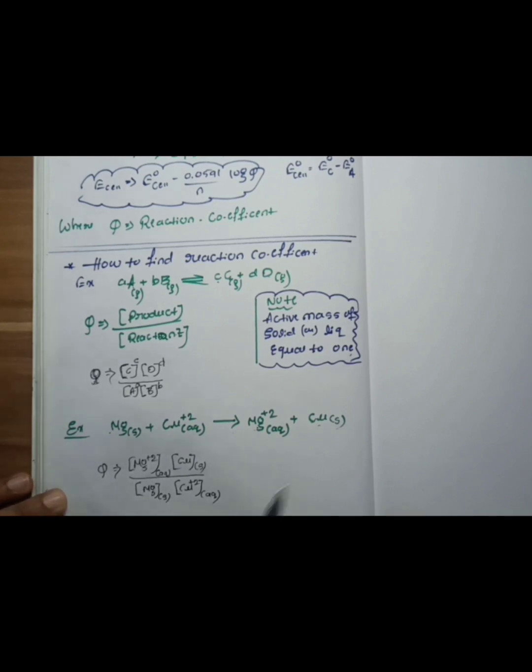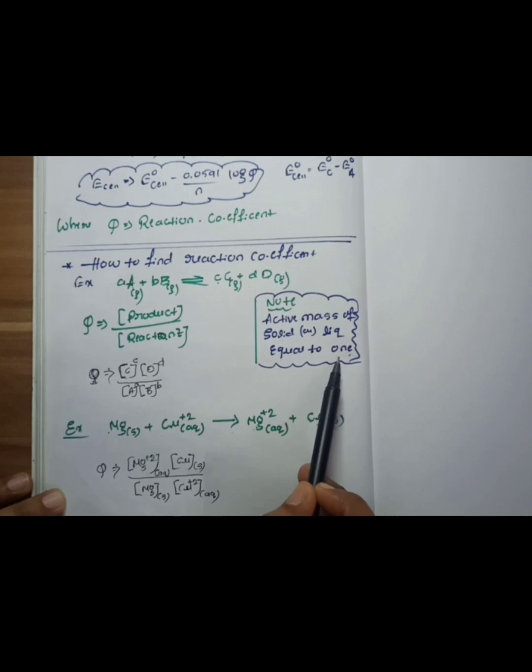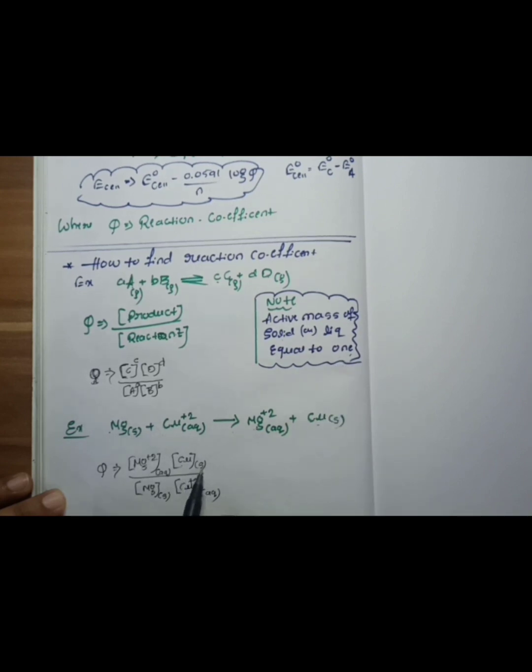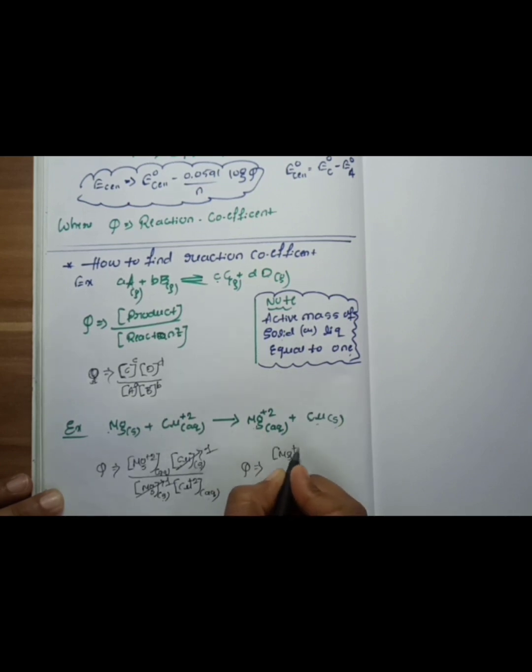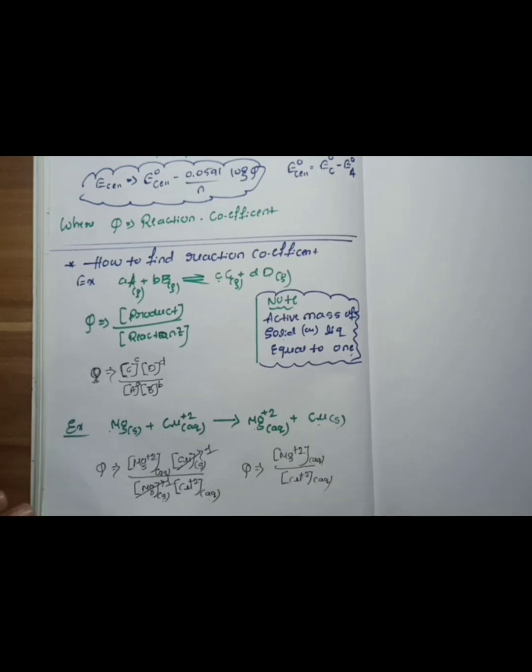Nothing written indicates the power is 1. Next, the active mass of a solid or a liquid is equal to 1. See here, copper is in the solid state, so its active mass or concentration we take as 1. Mg plus 2 is in the aqueous state, so there is no need to take it as 1. Below, Mg is in the solid state, so for the solid state we take the active mass or concentration as 1. Copper plus 2 is in the aqueous state, so no need to take it as 1. So overall, Q is equal to Mg plus 2, aqueous, divided by copper plus 2, also aqueous. Understood? In this way we find the Q value.